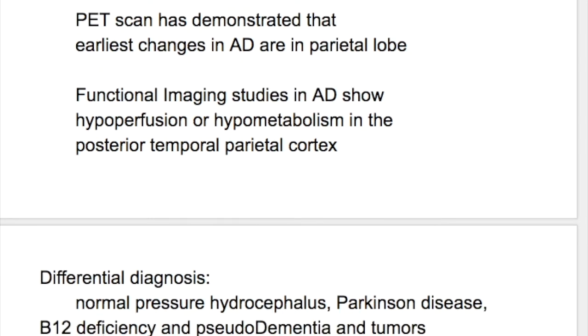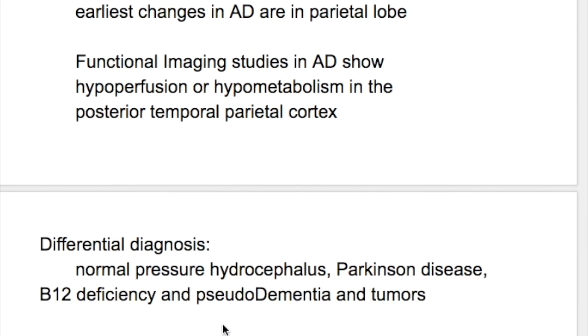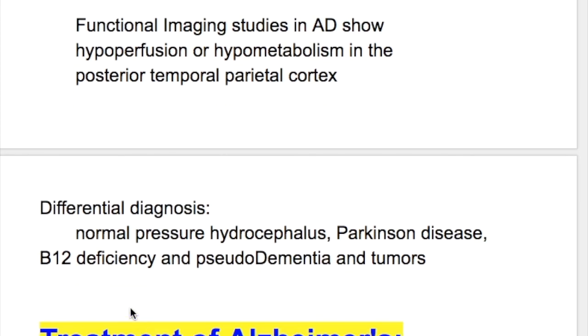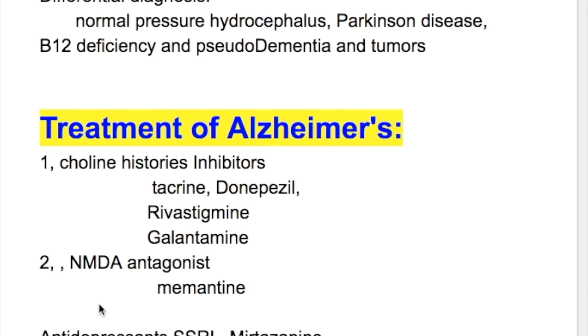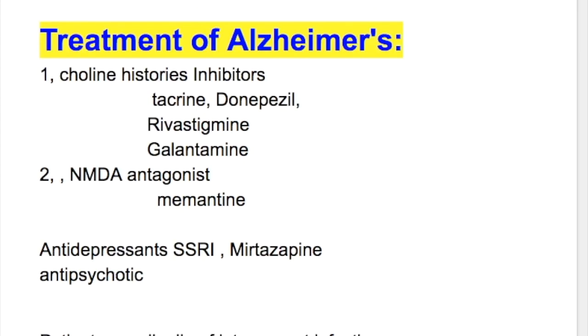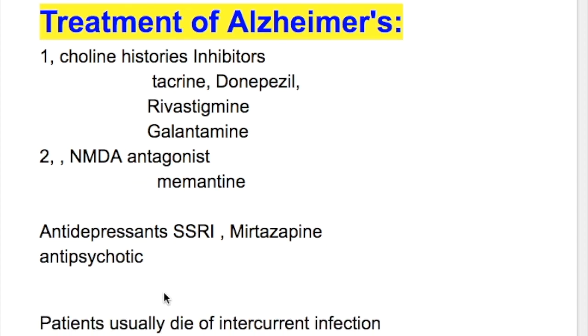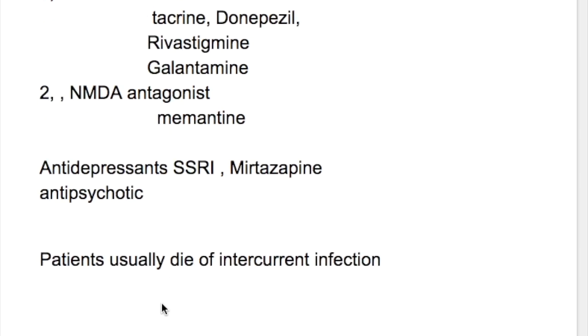Differential diagnosis of Alzheimer's disease: normal pressure hydrocephalus, Parkinson's disease, B12 deficiency, pseudodementia, and tumor. Treatment of Alzheimer's disease. Number 1, cholinesterase inhibitors. They include tacrine, donepezil, rivastigmine, and galantamine. And number 2, NMDA antagonist, memantine. And antidepressants, SSRIs and mirtazapine, and antipsychotics for Alzheimer's disease patients having psychological problems. Patients usually die of intercurrent infection.